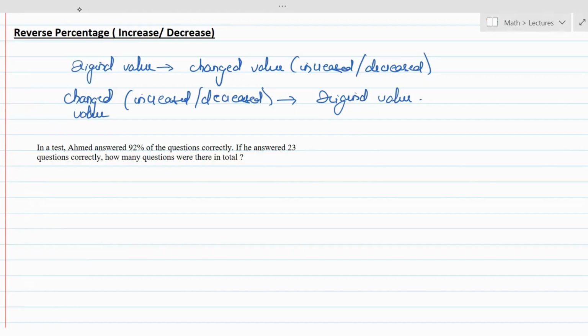So we'll apply the ratio method here, and for the ratio method we would be dealing with the values and the percentages, and the original value is something we need to find here. So let's solve a few examples.